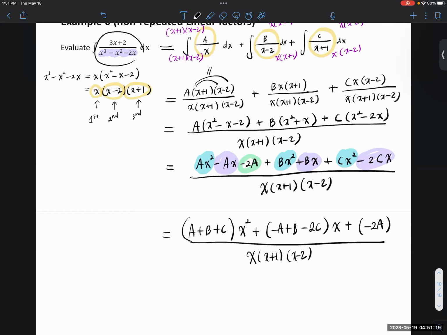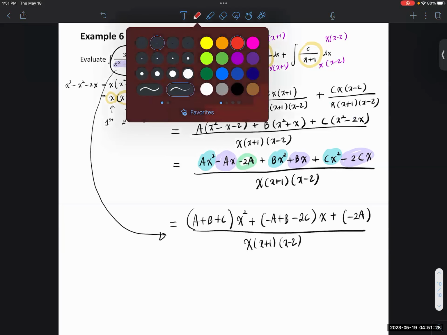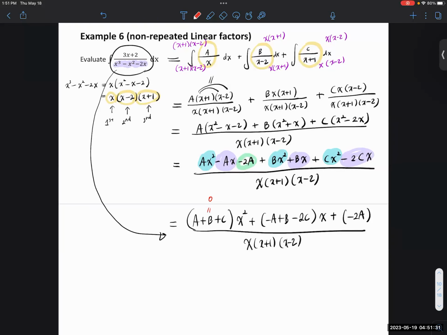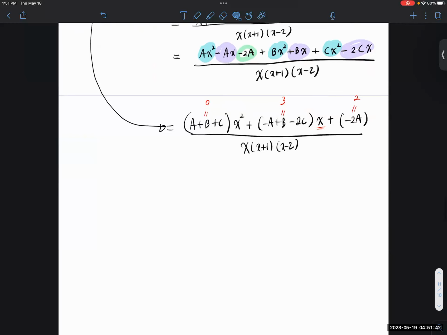So this fraction is going to be equal to this. Now, when you look at the original one, there's no x squared term. So what does it mean? This is going to be 0. And then for x, we have a 3. This is going to be 3. And then this is going to be 2. Yes, so we can say now, a plus b plus c is equal to 0. Negative a plus b minus 2c equals 3. And negative 2a equals 2. So you have a system of 3 equations to solve for A, B, C.